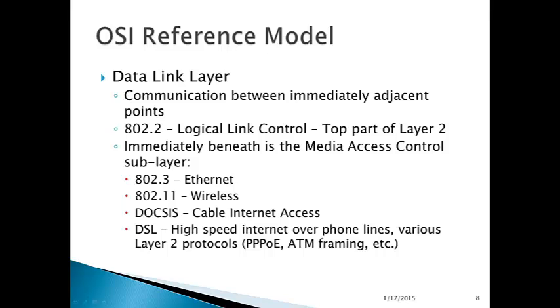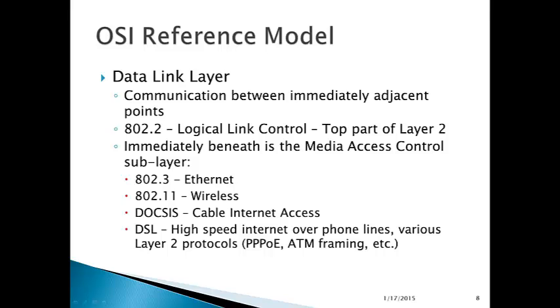802.11, which is the most common sort of wireless network communication. Your common wireless cards and access points cover this. DOCSIS, which covers cable internet access. If you get your internet access through a cable provider like Cox or Time Warner Cable, DOCSIS defines how you access that media and how you send information across the cable to the cable head end.